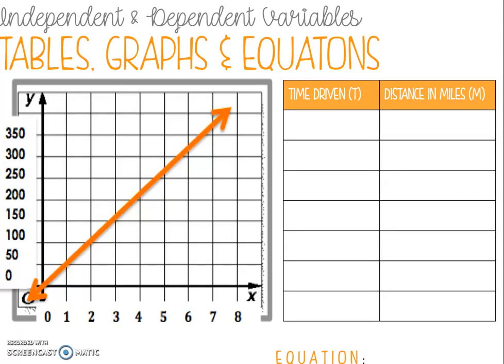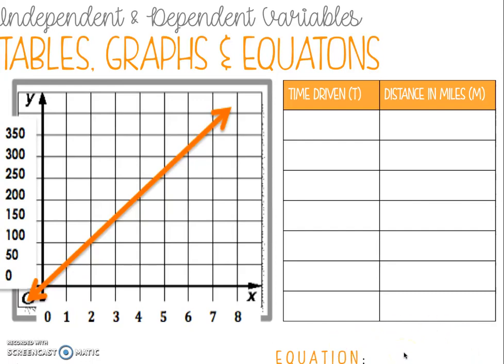Alright guys, so today what we're working on is graphing independent and dependent variables, and we're doing that through tables, graphs, and equations. So we're going to start with number 1 on your paper. On number 1, what they give us is the graph and a blank table, and then we have to fill in the equation.